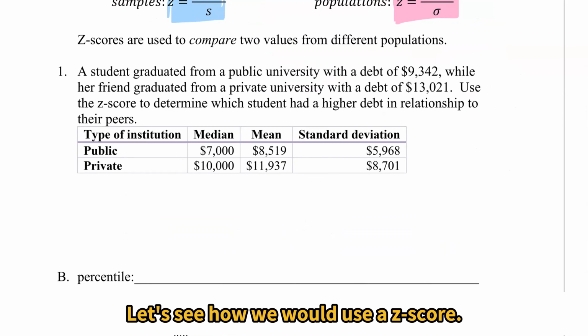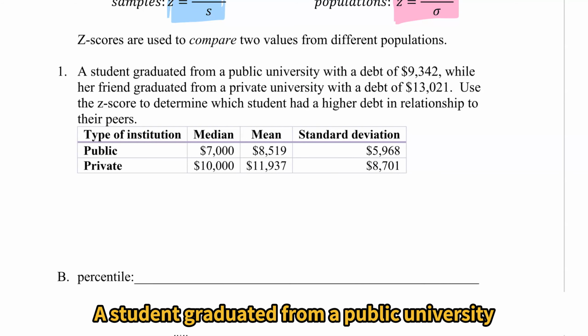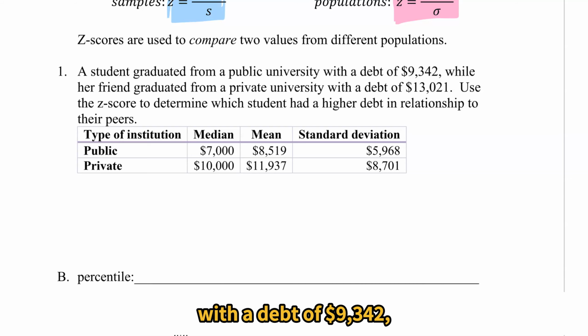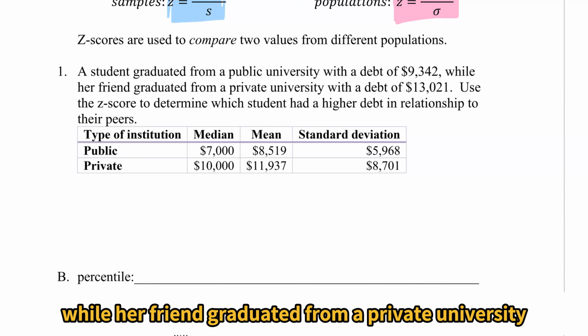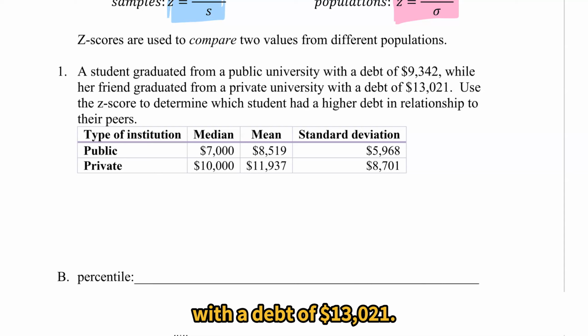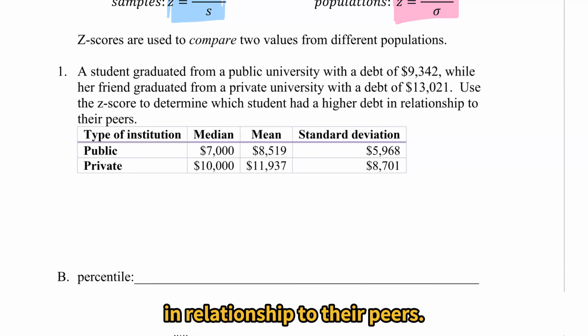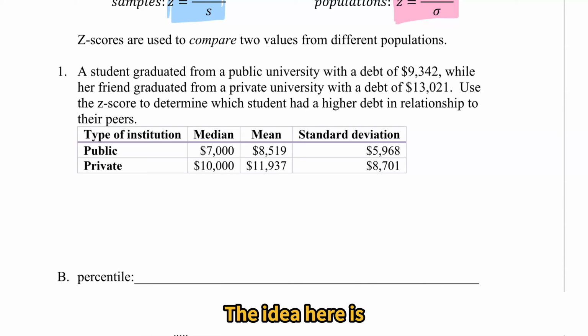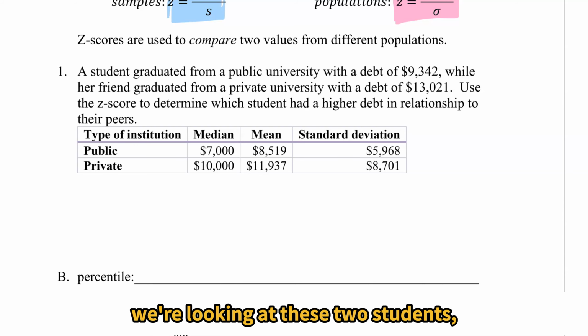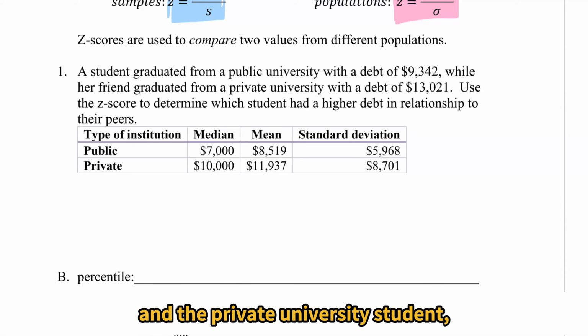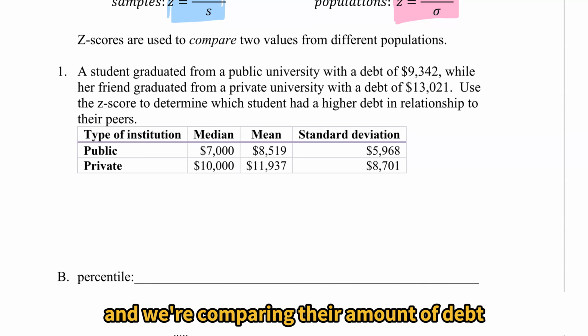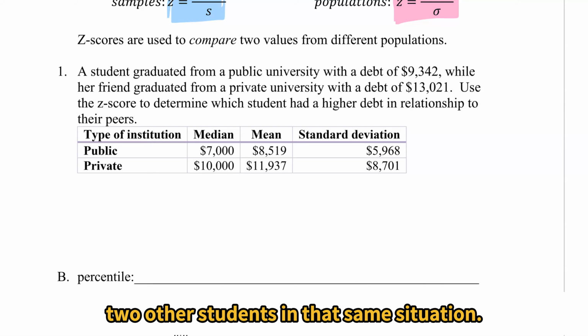Let's see how we would use a z-score. Here's an example. A student graduated from a public university with a debt of $9,342, while her friend graduated from a private university with a debt of $13,021. Use the z-score to determine which student had a higher debt in relationship to their peers. The idea here is we're looking at these two students, the public university student and the private university student, and we're comparing their amount of debt to other students in that same situation.